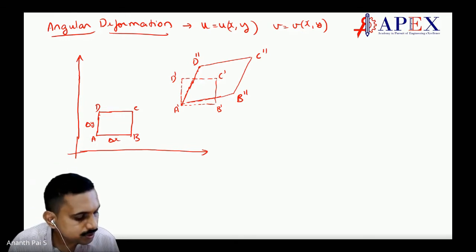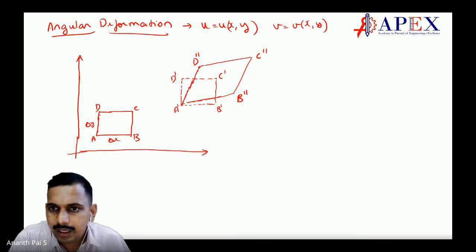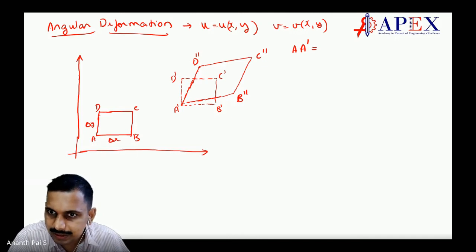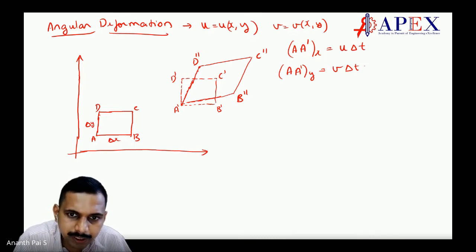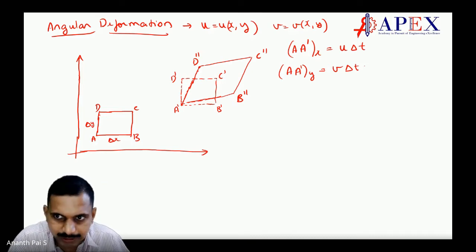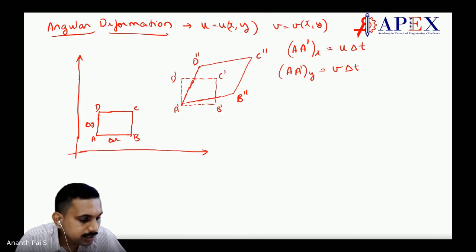Now, if I consider the distance between A and A dash, in terms of x it would be u into delta t, correct? And A dash in terms of y would be v into delta t. Simple. Now what would be B to B dash? It would be the same as u delta t in the x direction. But now the problem happens.